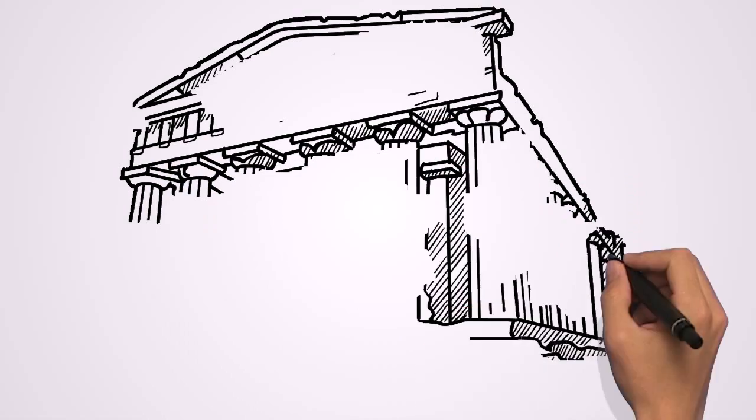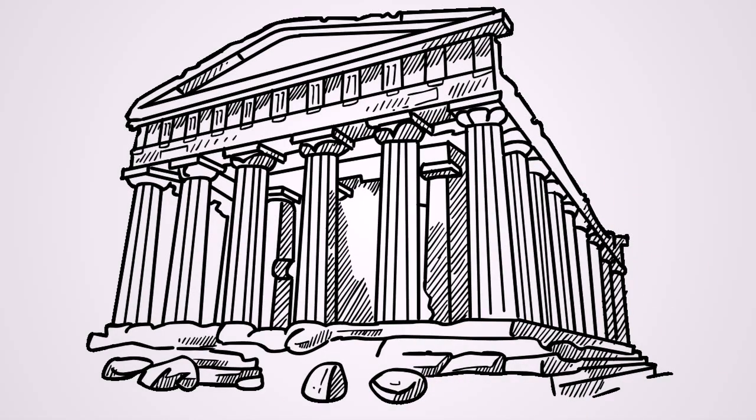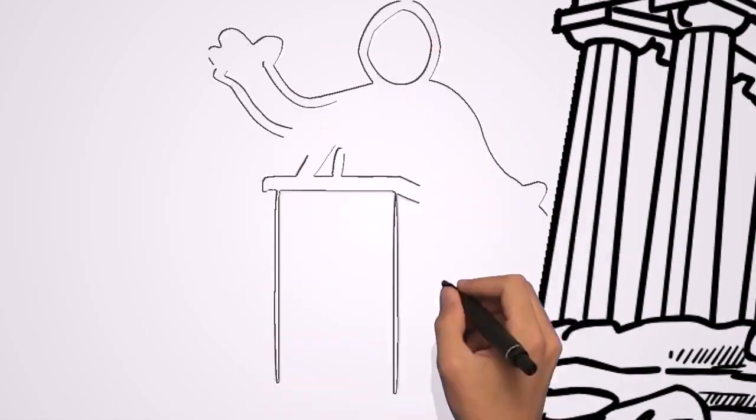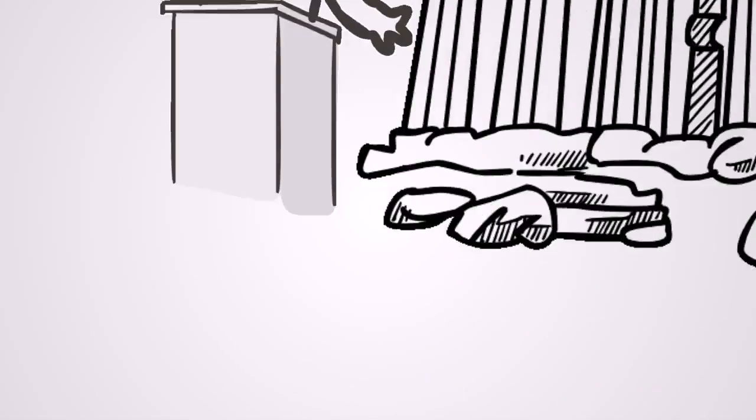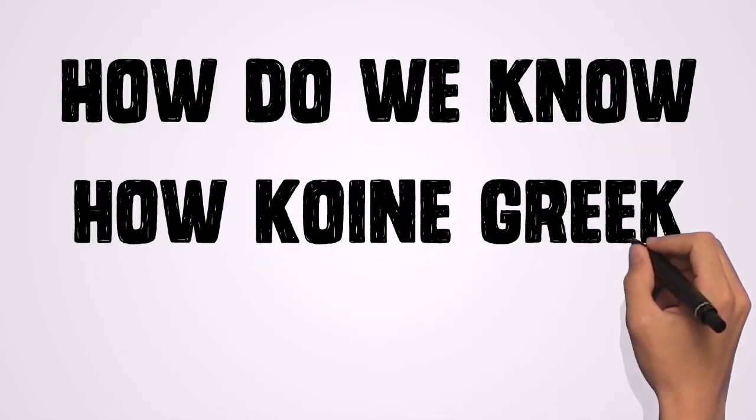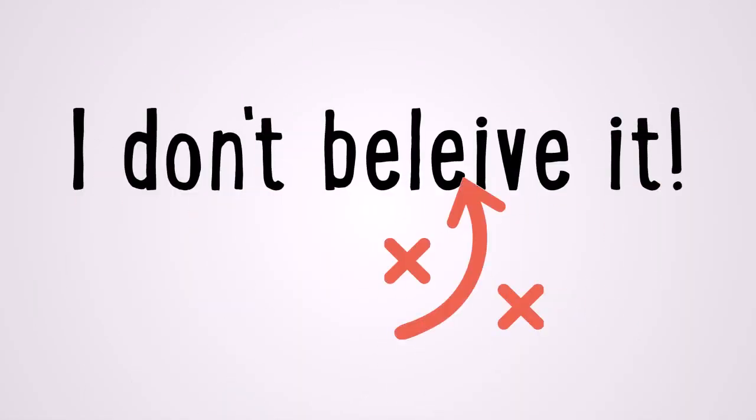We know that the Greek language has been around for thousands of years, and people have been speaking in it for thousands of years. So how do we know how Koine Greek was pronounced? Believe it or not, the main way we know is through spelling mistakes.